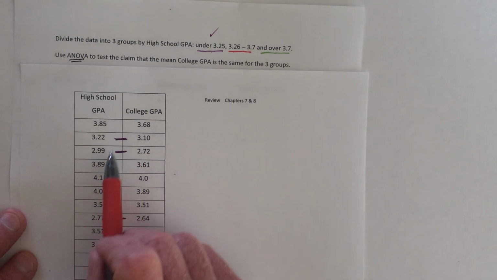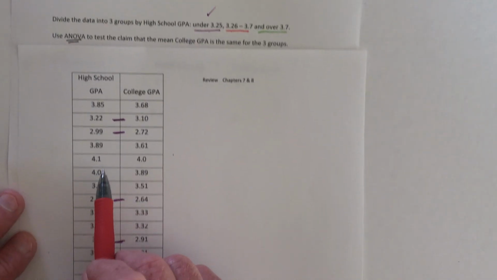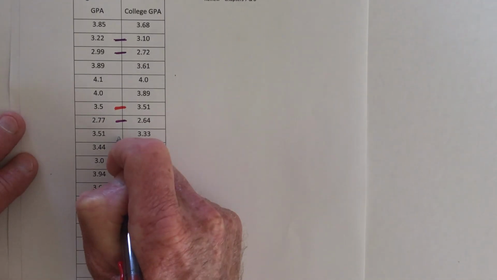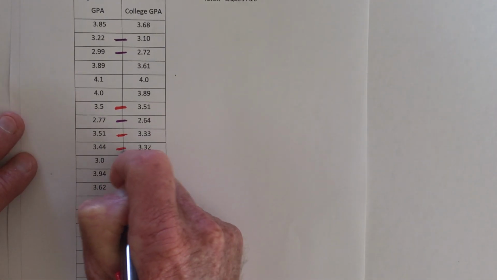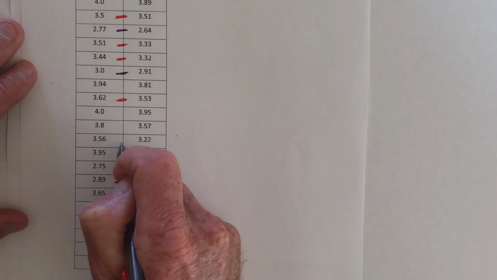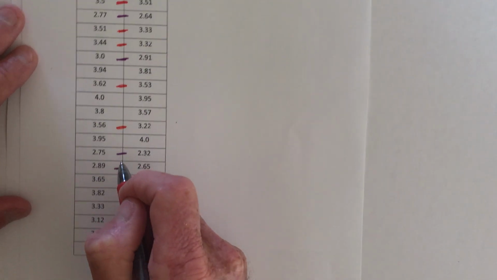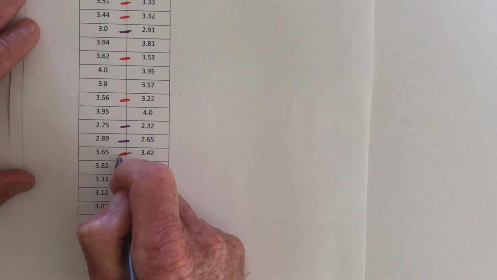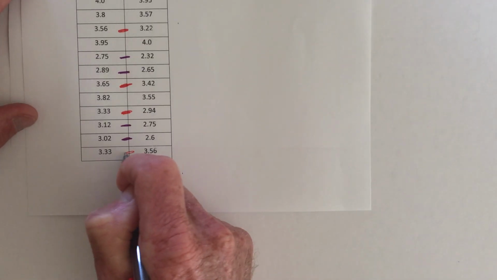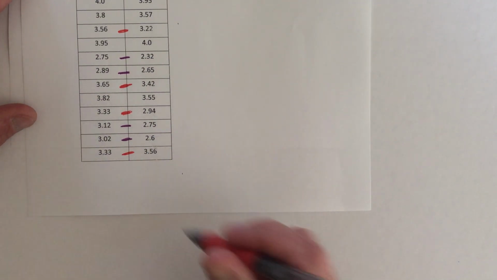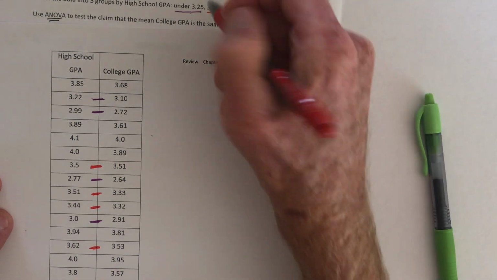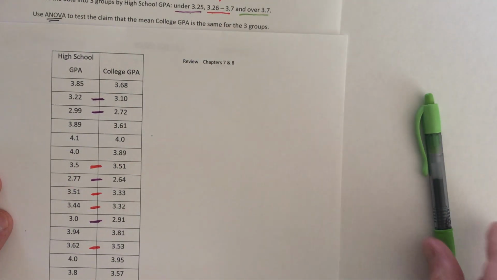So up to a 3.7, so below a 3.7. Here's one. Below a 3.7, and below a 3.7, and there's one, another one, and another one, and then one more. All right, now, just for completion, I feel like I should check this off. All right, those people are checked off.